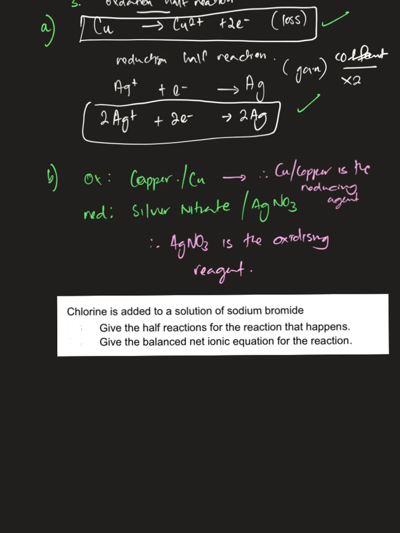The second part of the question says, chlorine is added to a solution of sodium bromide. So this is C, I think, and D. They want the half reactions for this reaction, and they want the balanced net ionic equations. We're going to have a look at that now. Right, remember what we said the first thing is. The first thing you need is a formula. So I've got chlorine, and I'm going to add that to sodium bromide.